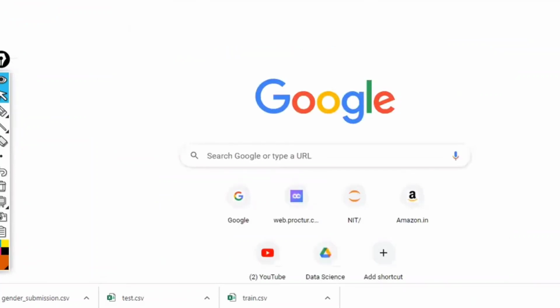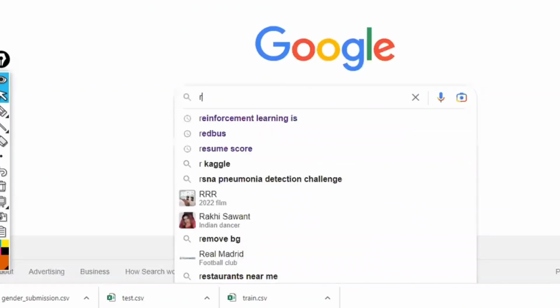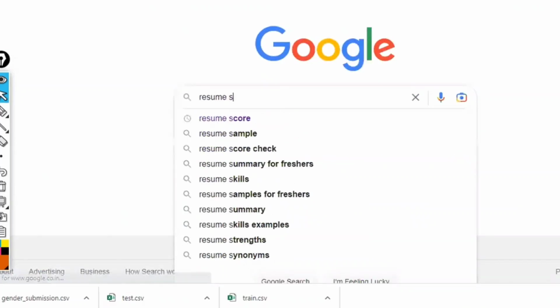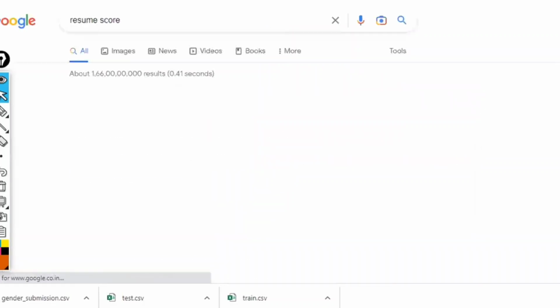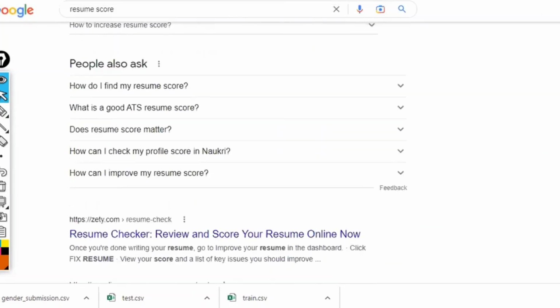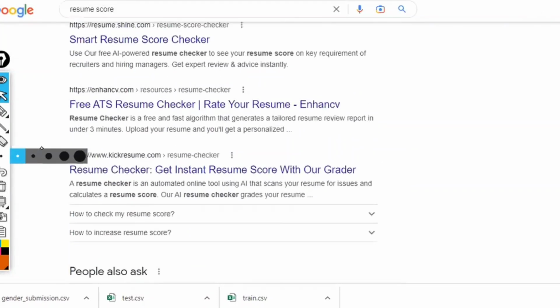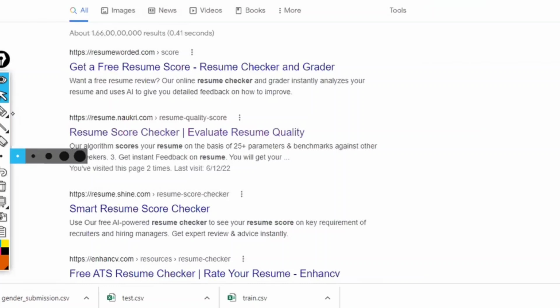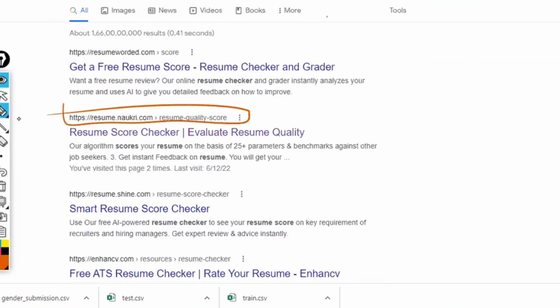Just type in Google. Every person, after completing the class, type in Google, resume score. Type in Google what is called resume score. Okay. And here, go to the website which is the most popular one, which is related to Naukri, right? Select the Naukri website. Select this one, which is Naukri. Just open that website.